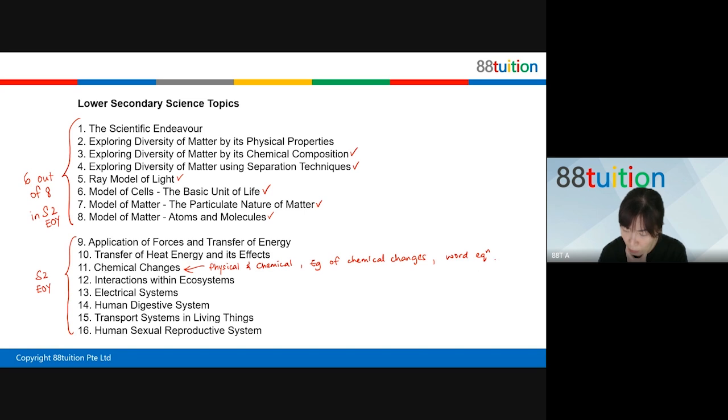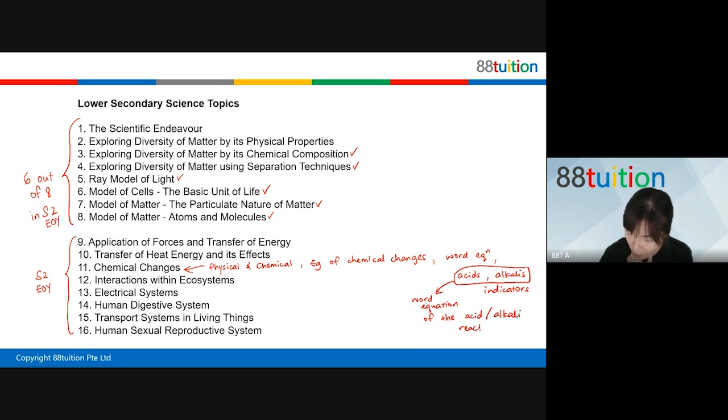And then after that, you also need to learn acids, alkalis, then indicators. This is the part that students struggle with quite a lot as well. Why? Because under these 2 parts here, students are expected to know word equations of the acid and alkali reactions. So these are the chemical reactions of acid and alkali.